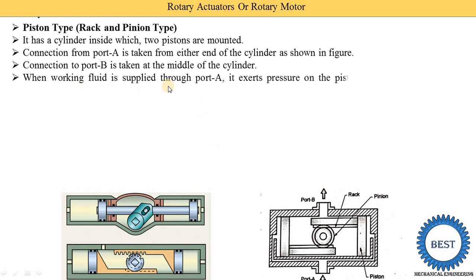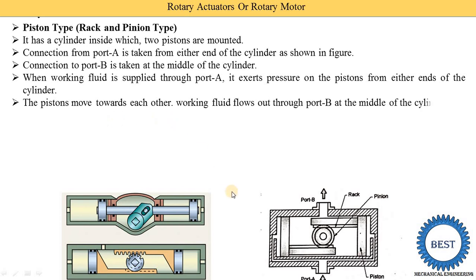When working fluid is supplied from port A, it exerts pressure on the pistons from either end of the cylinders. Oil is supplied from port A, goes to either side of the pistons, and applies force on the pistons. The pistons move towards each other, meaning they come near to each other. Here you see port A is provided here and here. When oil is supplied from both ends, this piston moves towards the right side and this piston moves towards the left side, so they move towards each other.